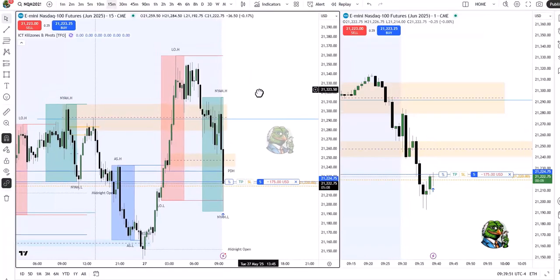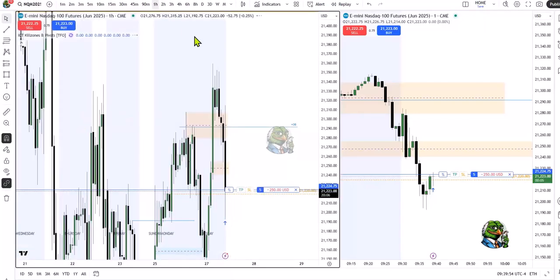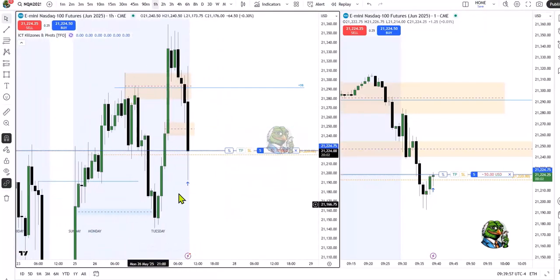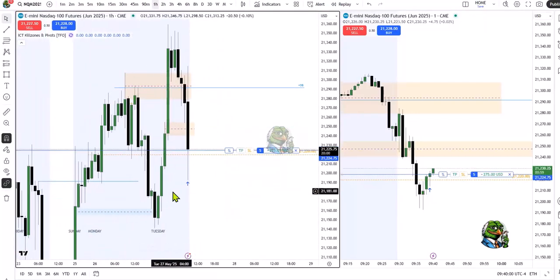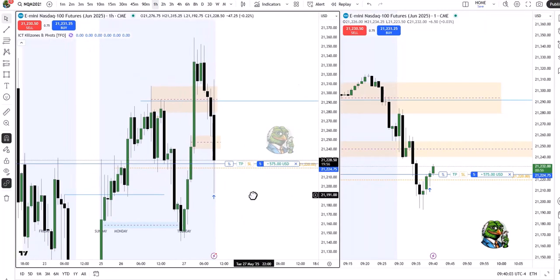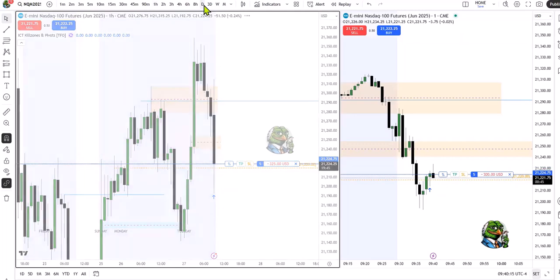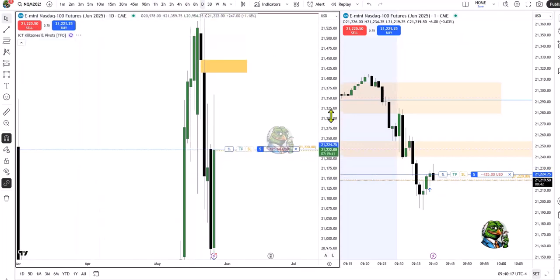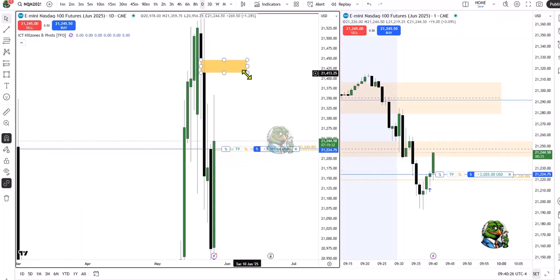Okay, if I jump over to the hourly, you can see that we've come down into a bullish fair value gap on the hourly time frame. Okay, overall, I do believe we are headed higher on the Nasdaq. And if I look at the dailies, I'm looking for a movement up into this volume imbalance. Not necessarily today, but that's where I want to be targeting.